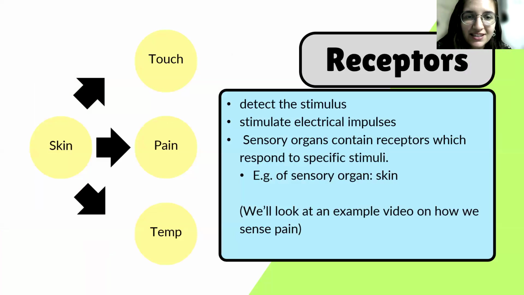Okay, so we already studied the receptors. Receptors are the ones that are specialized in detecting the changes in the environment, the stimulus. Okay.